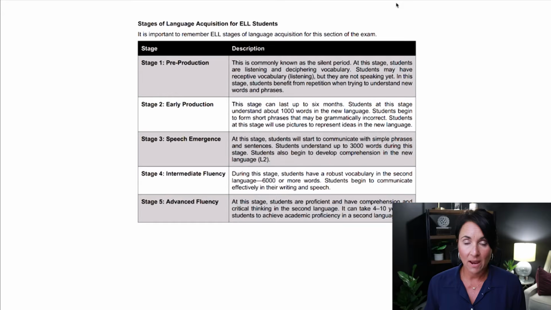Now, since we talked about the stages in the last question, I just want to go over the stages of language acquisition for EL students. Some states call them ELL students, English language learners. Some states call them EL students, English learners. Either way, these are students who are learning a second language, and we are here to support them, to love them, to nurture them, not to force them to speak English, not to be nasty to them. We are here to give them all the support they can possibly need, because learning a new language is hard.